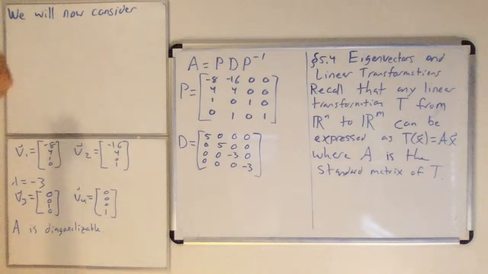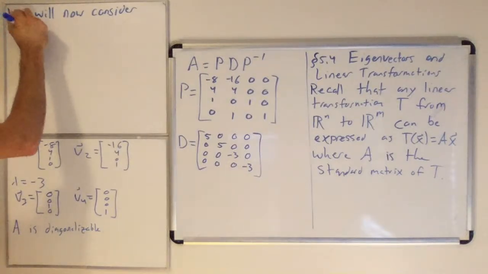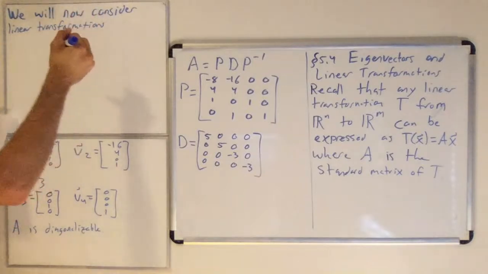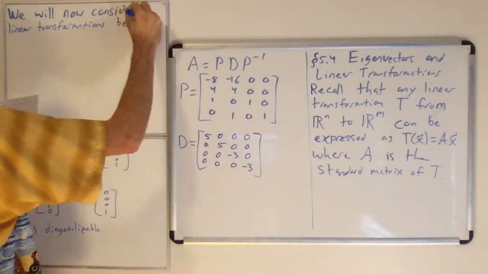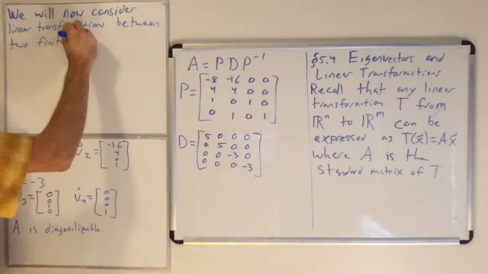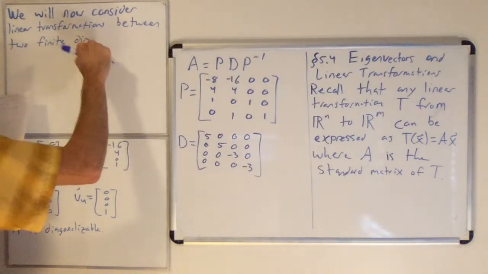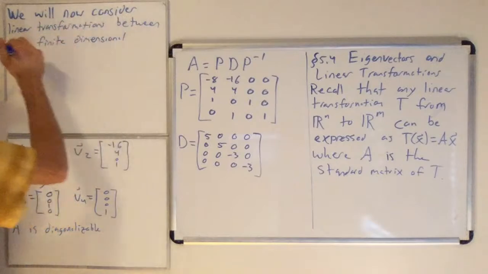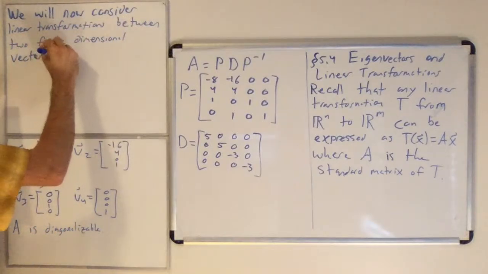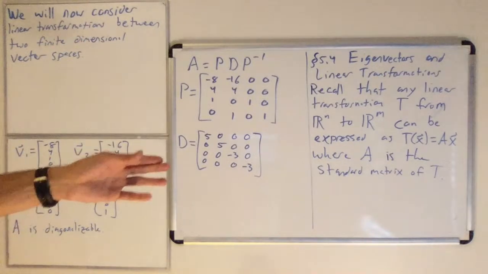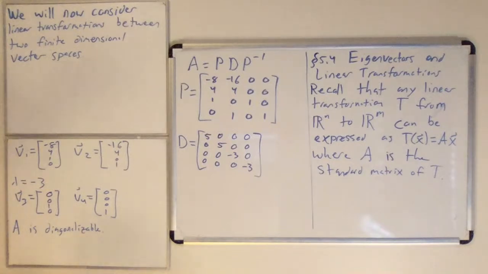So we will now consider linear transformations between two finite dimensional vector spaces. Okay, so we don't have to go from Rn to Rm. We're going to be going from, let's say, V to W. So we'll let.